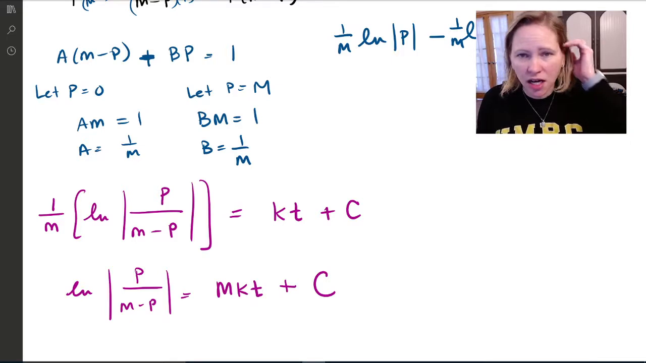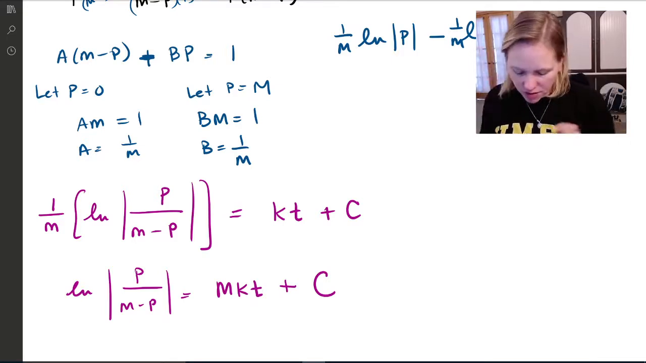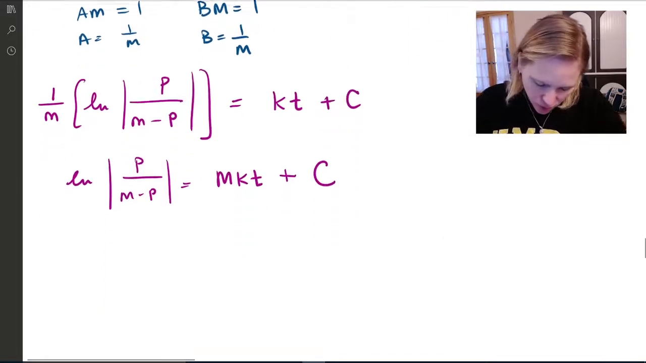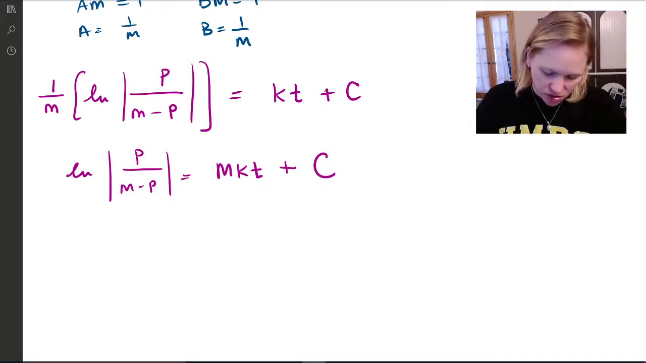Make sure you understand I am distributing, but m is just a number. So a number times a constant is going to stay a constant. They kind of absorb each other. So now I'm ready to get rid of these absolute value bars and start solving for p.